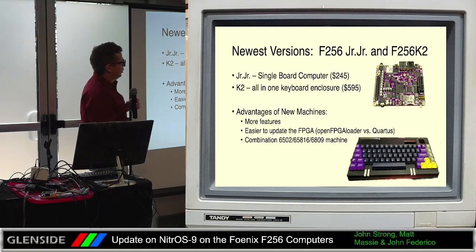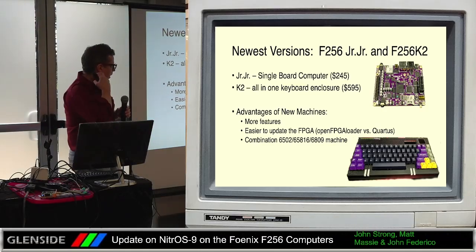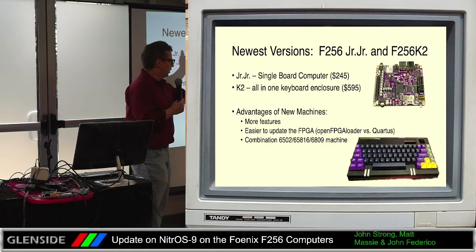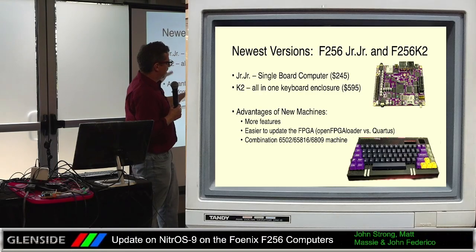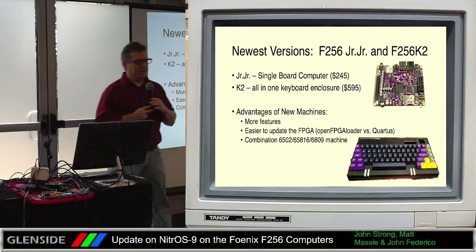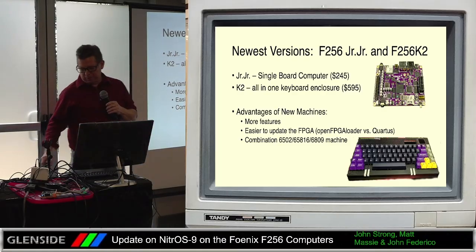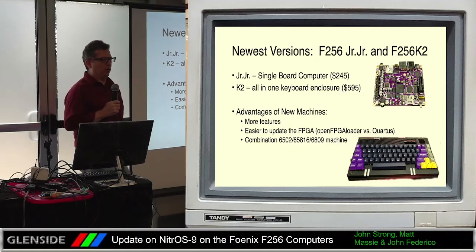So the newest versions are the Junior and the F256 K2. The Junior is just a single board computer. It's really tiny. We'll have them at the booth. If you look at it, it's only about this big. It's pretty neat. There's a lot of hardware on there, and it's about $245 for that. I think that's probably one of the best deals right now out there, considering the amount of hardware you're getting.